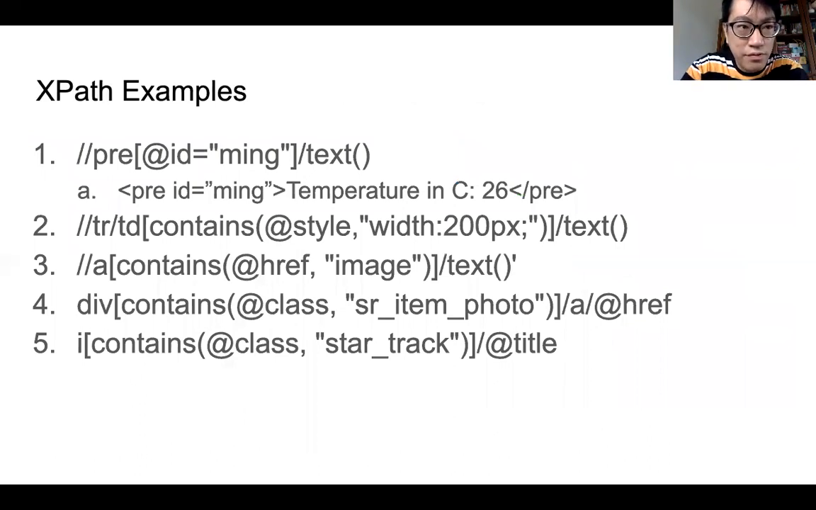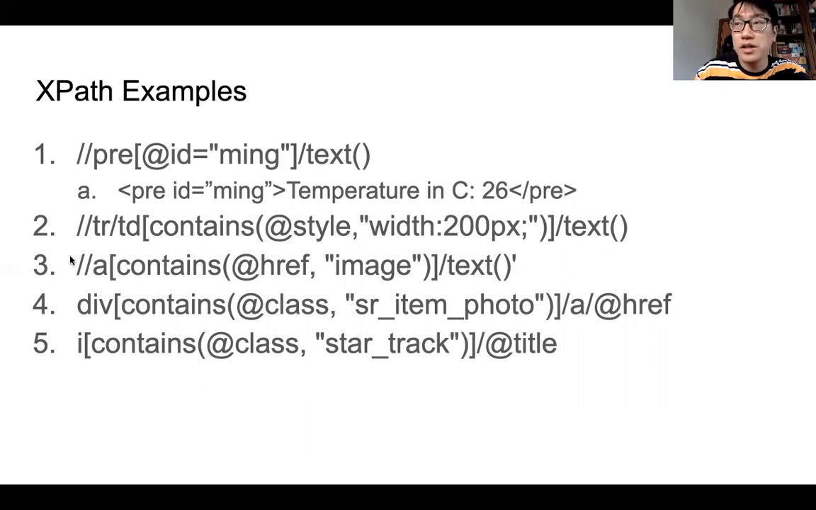So here are some XPath examples. If we have a p tag with text inside, the text is temperature in C colon 26. How can we retrieve the temperature in C colon 26 inside this tag? We can use the XPath language to tell the XPath selector to select any p tag with the ID main, because this tag's ID is main, and then select text. So we will get the text inside this p tag.